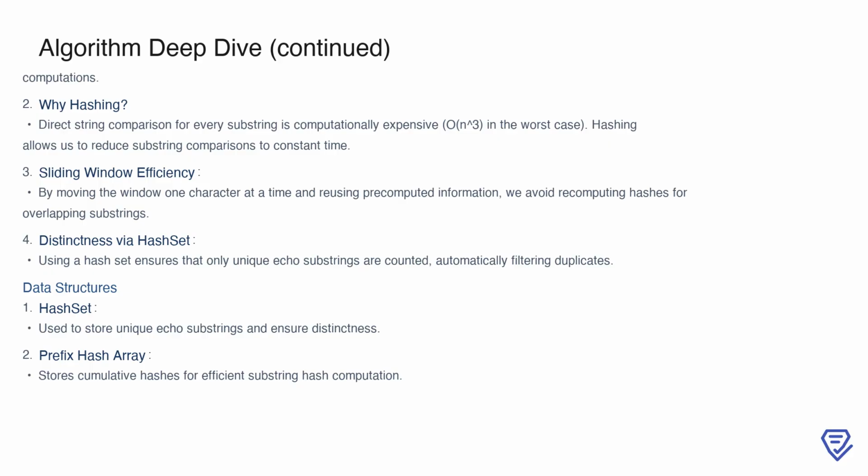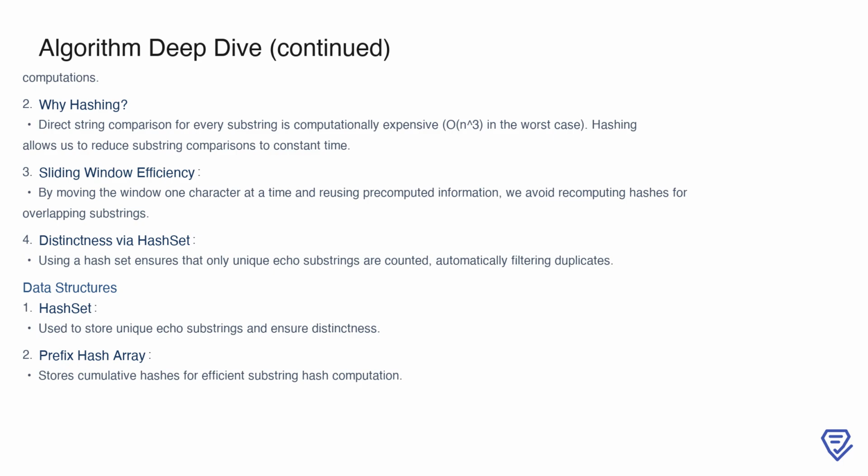First, we focus only on even-length substrings because odd lengths cannot form echo substrings. This eliminates unnecessary computations. Hashing is key to avoiding the inefficiency of direct string comparisons, which would otherwise lead to cubic time complexity. By leveraging precomputed prefix hashes, we reduce substring comparison to constant time. The sliding window technique further enhances efficiency by reusing computations for overlapping substrings, minimizing redundant work.